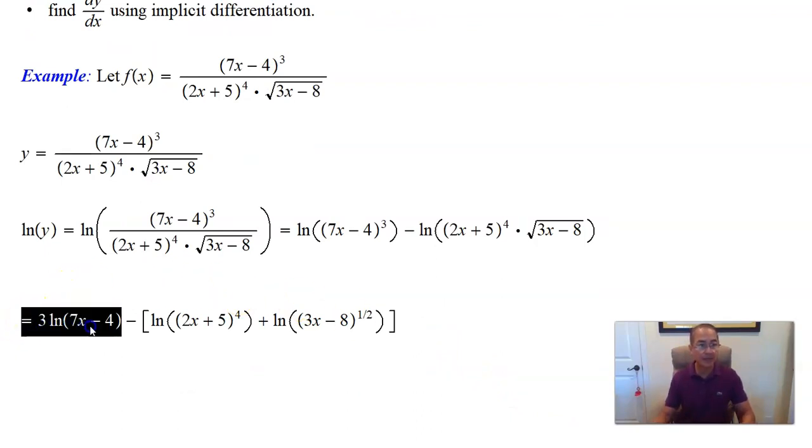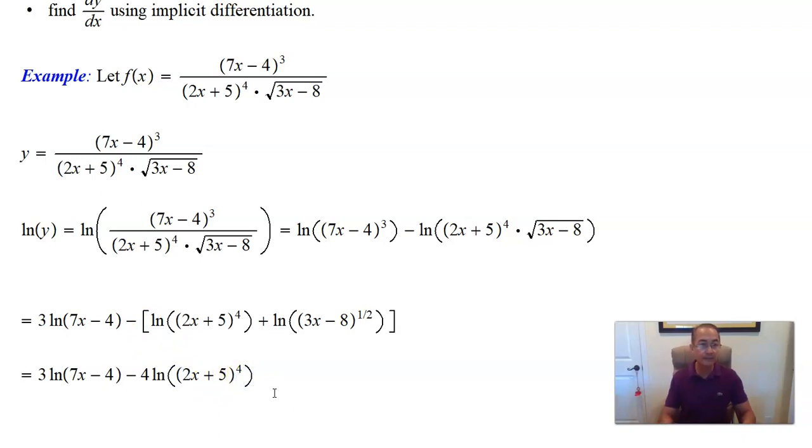We're going to get minus 3 ln of x minus 4. And then the 4 will drop down to ln of 2x plus 5. And we don't need those extra parentheses. And then you get another minus. And then the 1/2 will drop down. So I need a fraction 1/2 ln of 3x minus 8. Okay, so I'm going to copy that. There. Okay, there we go.